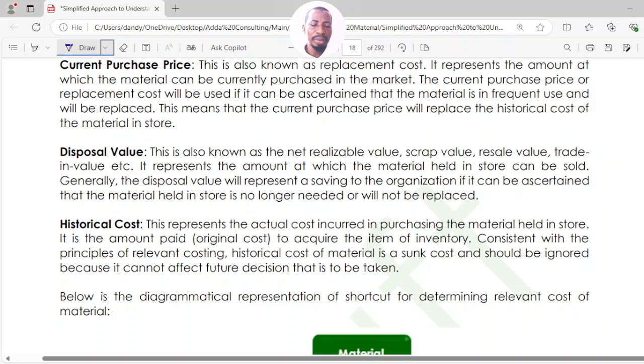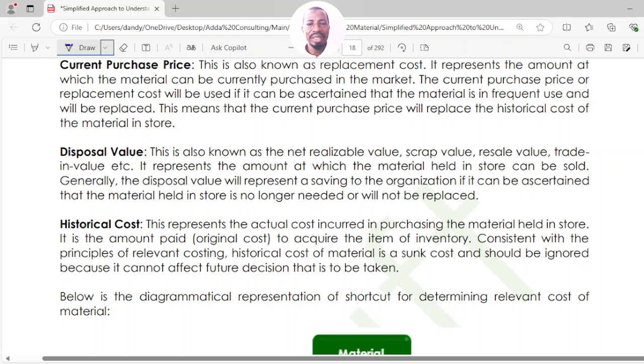So consistent with the principle of relevant costing, any sunk cost or historical cost of material should be ignored because it cannot affect the future decision that is to be taken. Any historical cost, any past cost, any sunk cost cannot have any impact on the future decision that is to be taken because the past cost is already gone. All right. So remember, relevant cash flow must relate to the future. Relevant costs must relate to the future. So when you see historical costs or sunk costs in a question, please ignore it, it is not relevant.